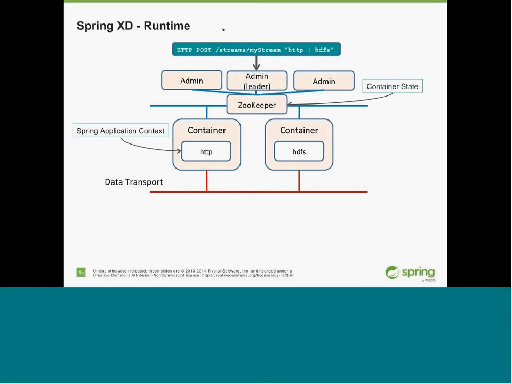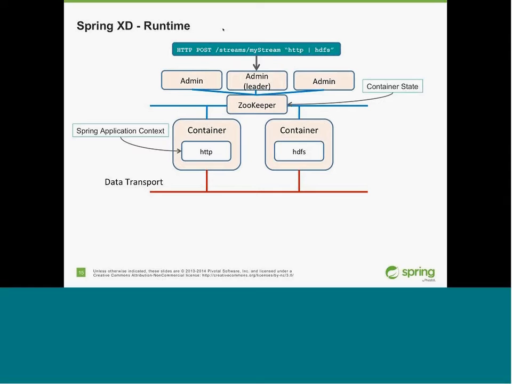And that leader is going to act on the requests, in this case, taking the expression HTTP pipe HDFS and translating that to creating an HTTP module instance inside one of our XD containers. That's the other key element of the runtime, the XD container. You start that up literally with a command line, bin/xd-container, and then it sends the second module, HDFS, to another container, and they communicate over the message bus or data transport using one of the supported transports mentioned earlier.